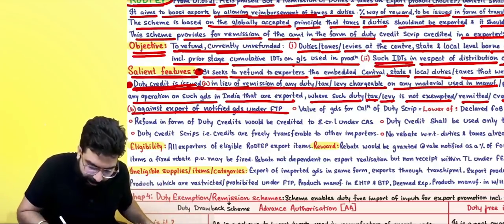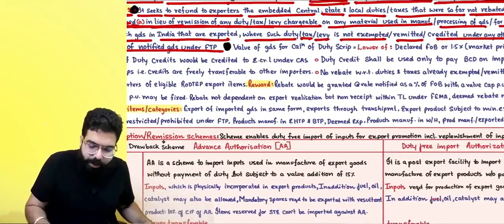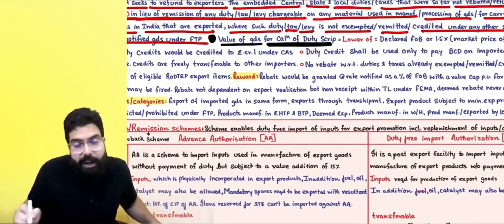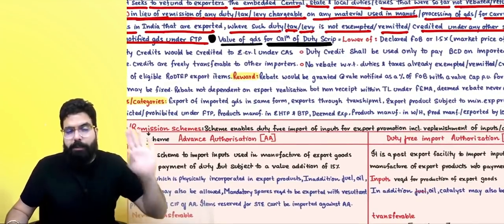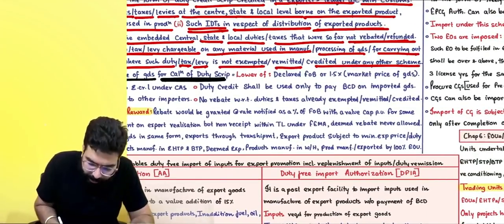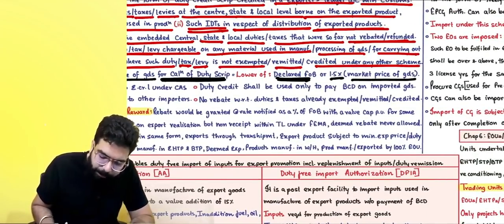Okay, sir, point is clear. See, bullet number one, bullet number two. Now, bullet number three, salient feature. Sir, value of the goods for calculation of duty scrip. How will you calculate the scrip? Scrip is 5%, for example, of what value? They are saying lower of the FOB or 1.5 times the market price of the goods.